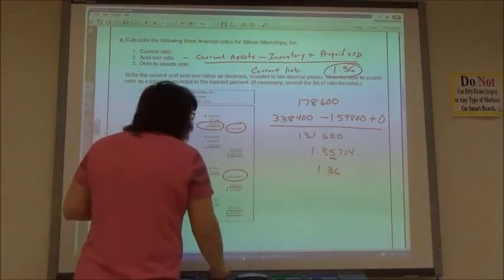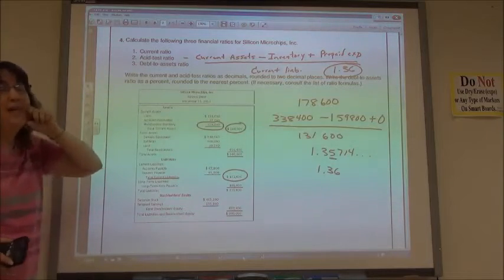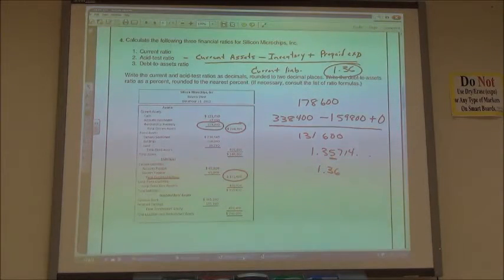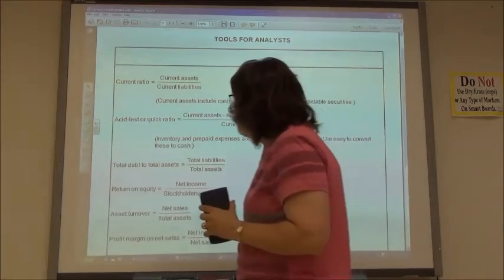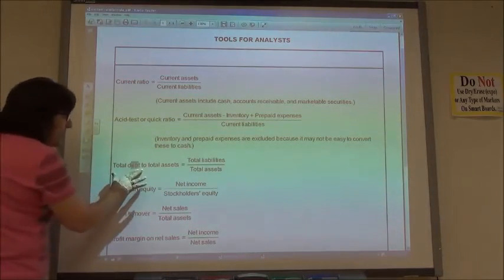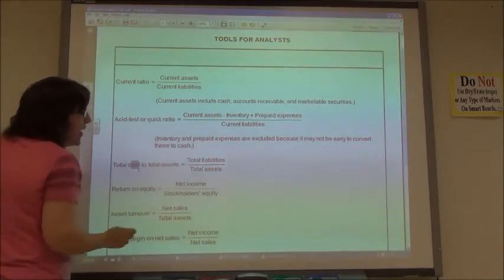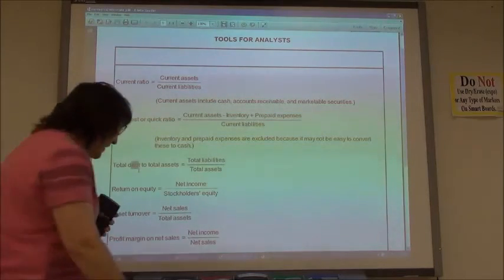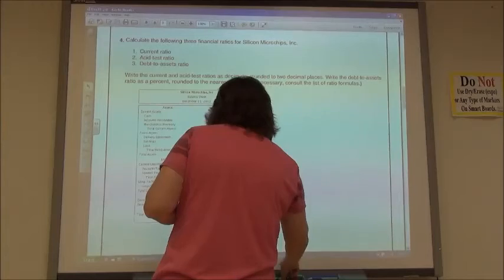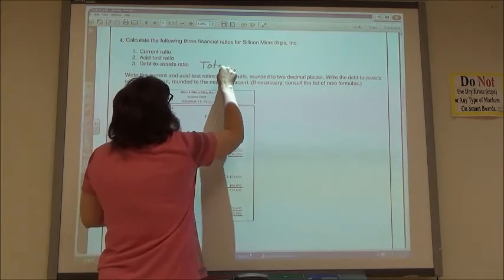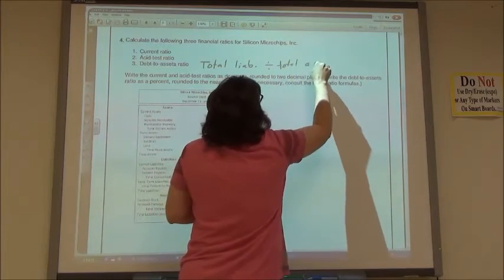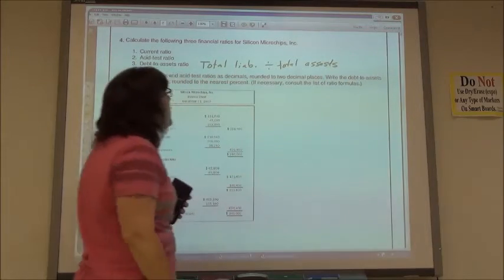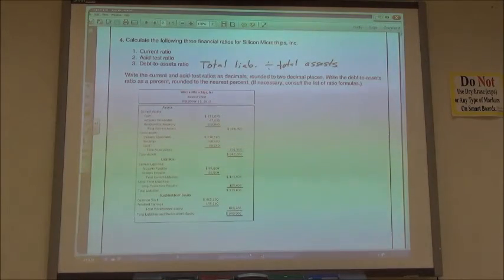And again, I'll give you a minute to get that written down because we have to go back and look at our formulas. The next one says we're going to go to debt to assets ratio. If I go over here on my formulas, the debt to asset ratio just says we're taking the total liabilities divided by the total assets. Total, not current, liabilities divided by the total assets. The other one, remember, said current. These ones say total.